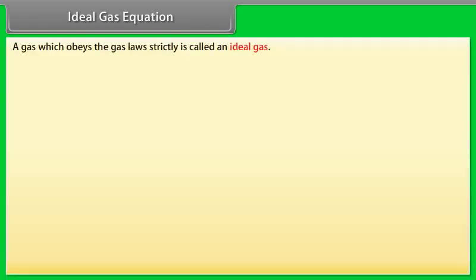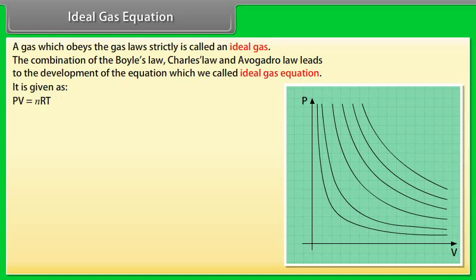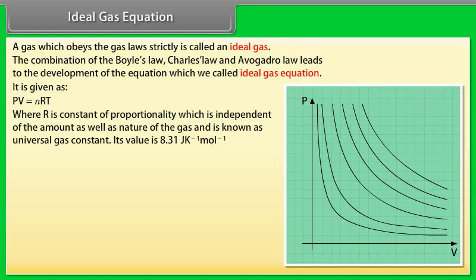Ideal gas equation. A gas which obeys the gas laws strictly is called an ideal gas. The combination of Boyle's law, Charles' law and Avogadro's law leads to the development of the equation which we call the ideal gas equation. It is given as PV is equal to nRT, where R is the constant of proportionality, which is independent of the amount as well as the nature of the gas and is known as the universal gas constant. Its value is 8.31 joule per Kelvin per mole.